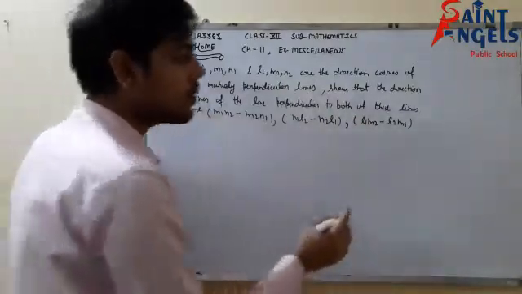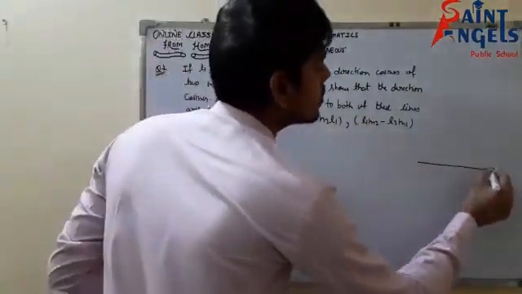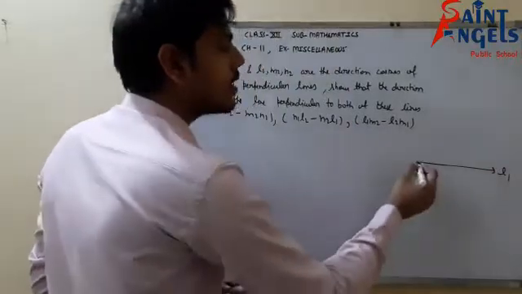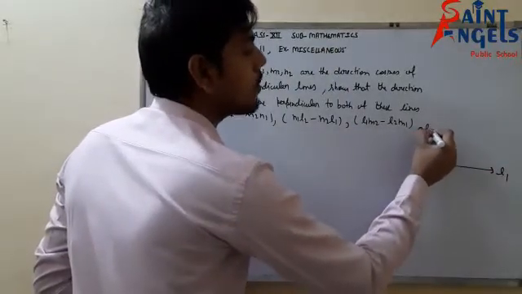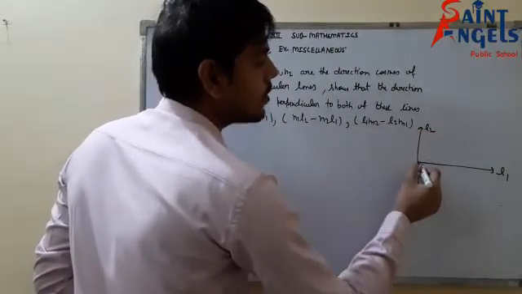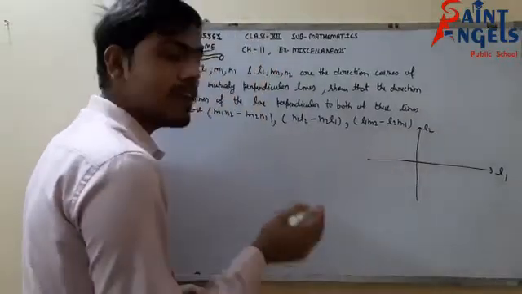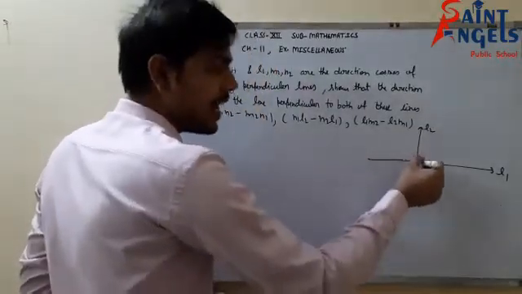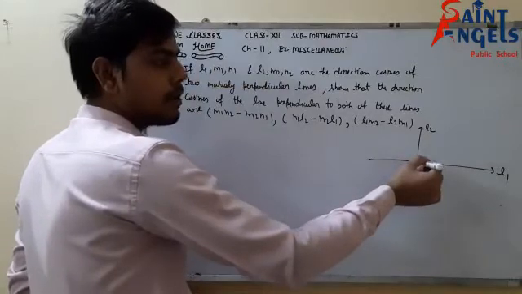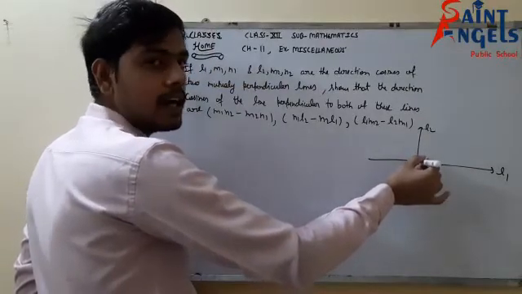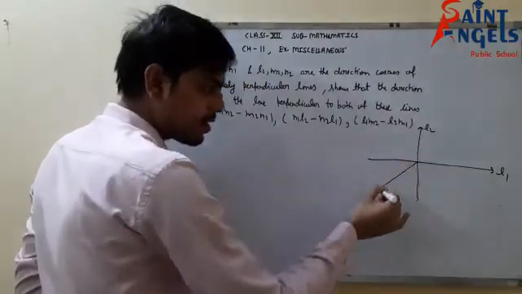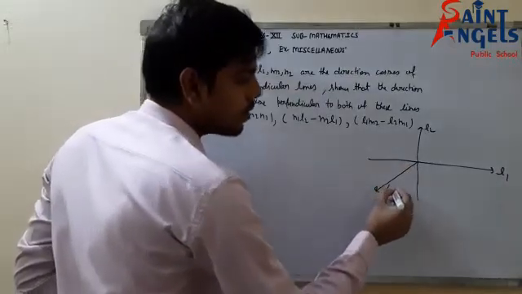Suppose we have a line L1. Then a line L2 is perpendicular to it. Suppose now there is a third line L3 which is perpendicular to L2 and perpendicular to L1. I can represent the lines like that, so I am writing like that. So this is line L3.